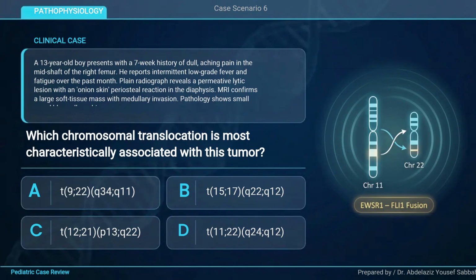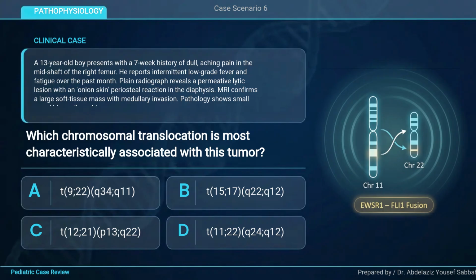Case 6. A 13-year-old boy presents with a 7-week history of dull, aching pain in the midshaft of the right femur. He reports intermittent low-grade fever and fatigue over the past month. Plain radiograph reveals a permeative lytic lesion with an onion skin periosteal reaction in the diaphysis. Magnetic resonance imaging confirms a large soft tissue mass with medullary invasion. Pathology shows small round blue cells on biopsy.